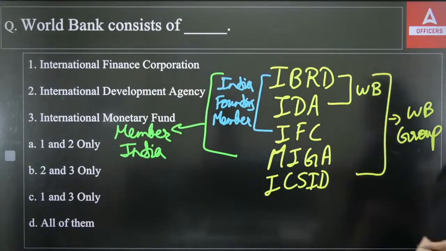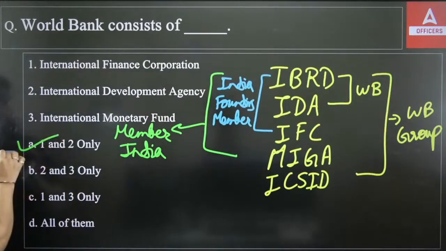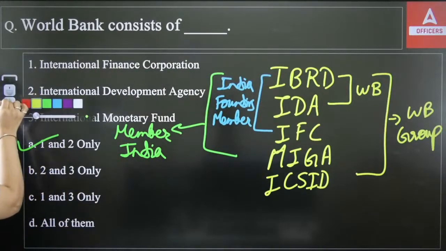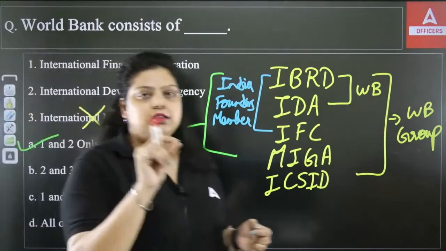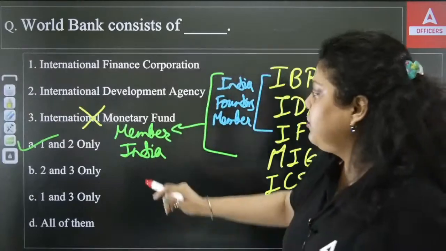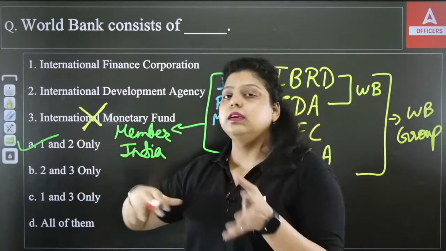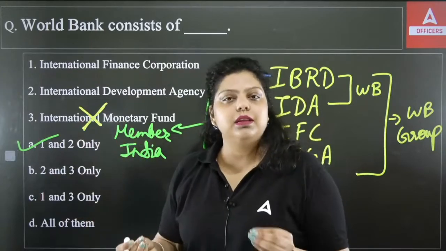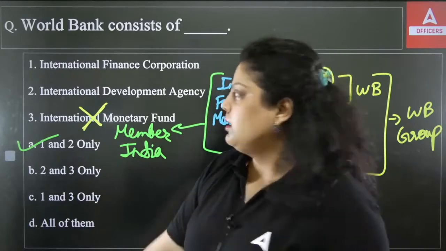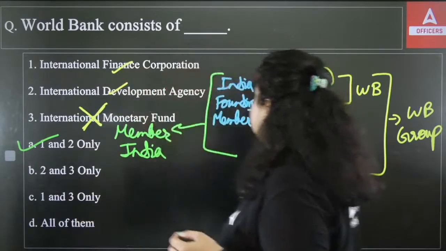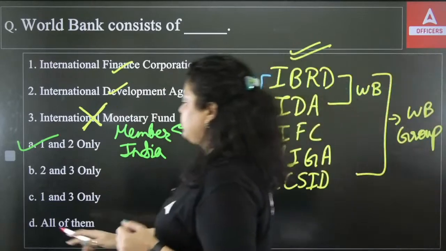And ICSID provides you a settlement option if there is a certain kind of issue at the time of trading with other countries. Okay, so the right answer for this particular question will be IMF, because options number 1 and 2 are institutions of World Bank, but IMF is another institution which is helping member countries to overcome economic crisis or balance of payment crisis. That's why the right answer will be option A.